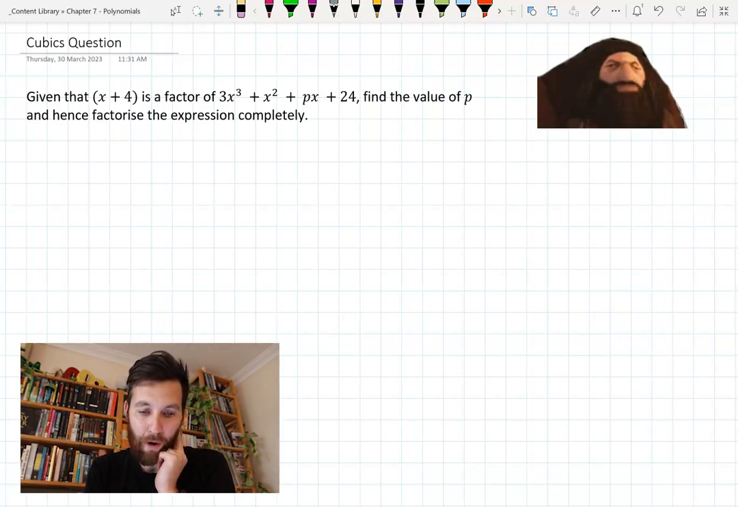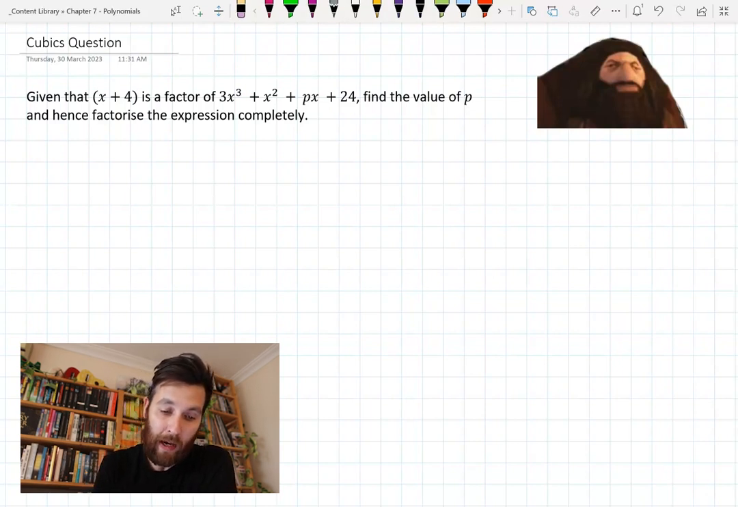Given that x plus 4 is a factor of 3x cubed plus x squared plus px plus 24, we've got to find the value of p and hence factorise the expression completely. So obviously we can't factorise yet because we don't know the value of p, but what we do know is that x plus 4 is a factor of this expression.